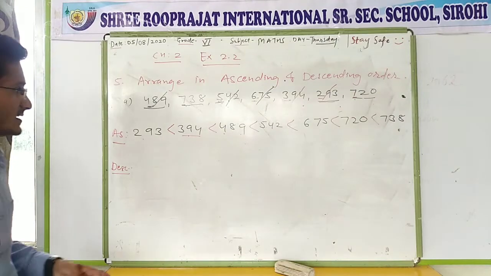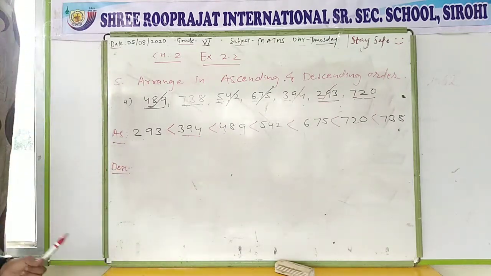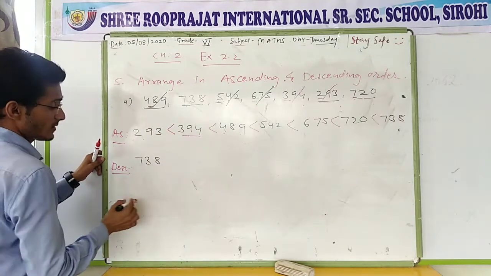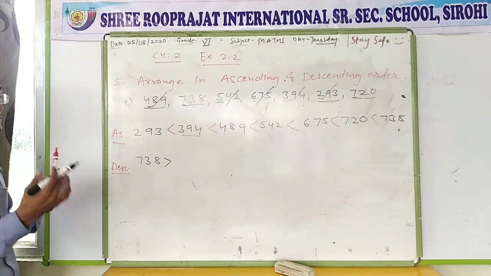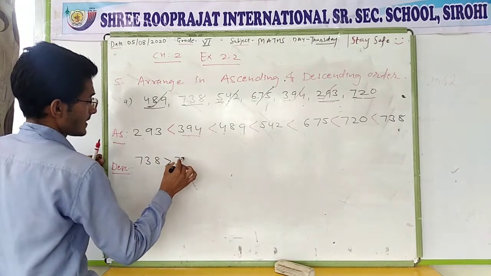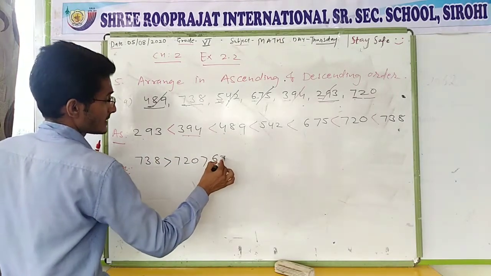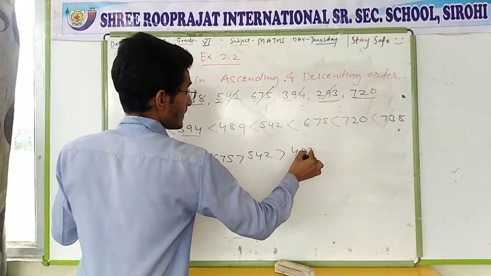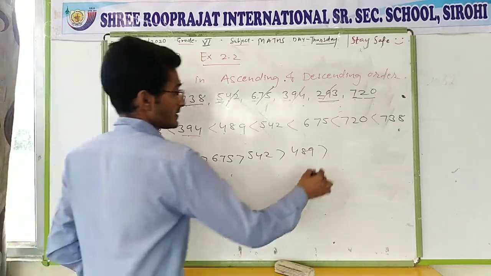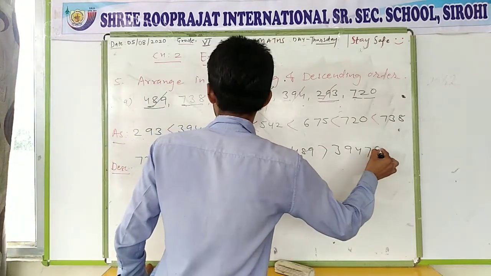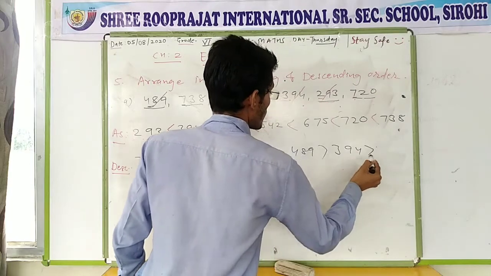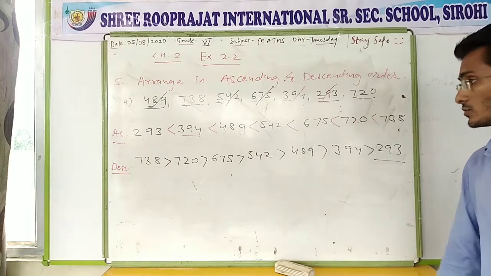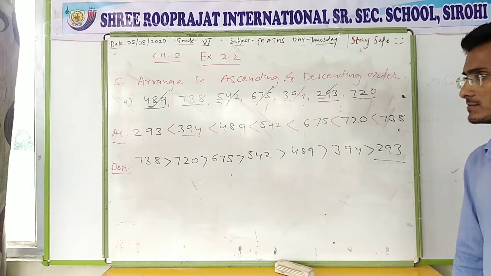Next one is descending order. Descending order is just the opposite of ascending order. You just have to start from the right side. First of all, you have to write 738. That is greater than. You have to now change the symbol. So next, 720, then 675, then 542, then 489, then 394 and 293. So let's see your ascending and descending order for question number 5.